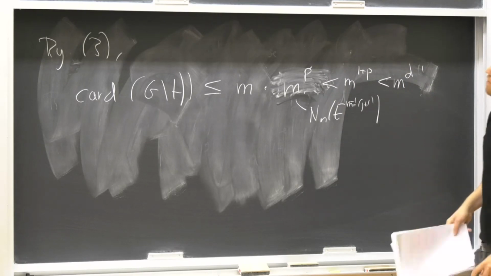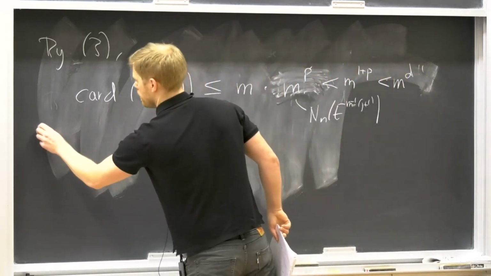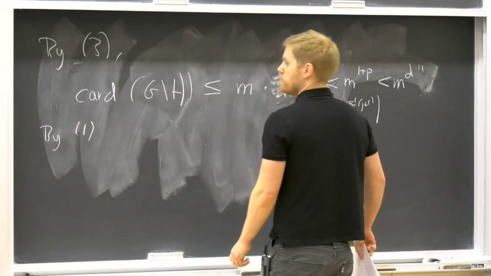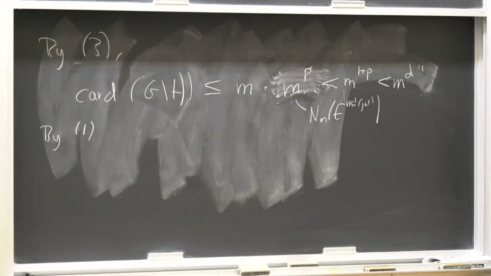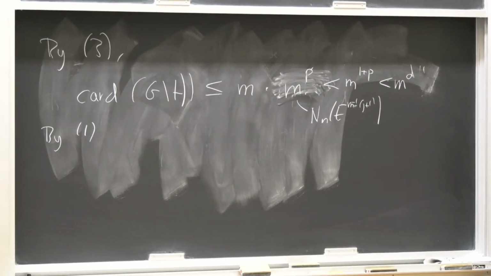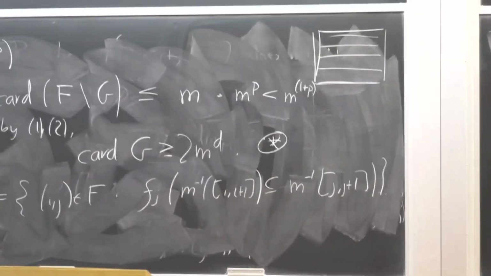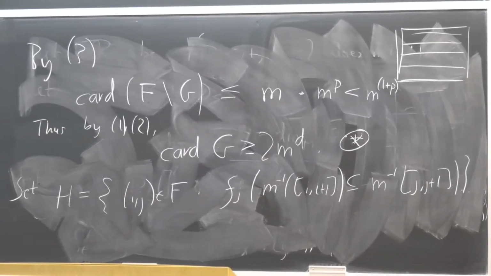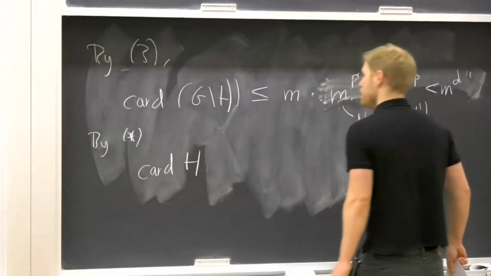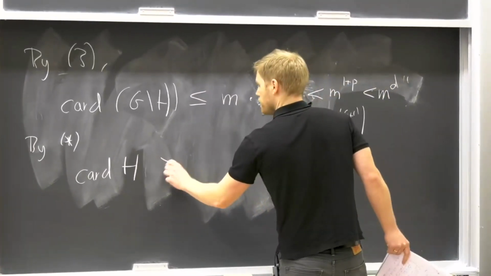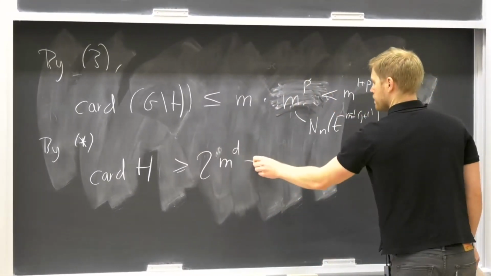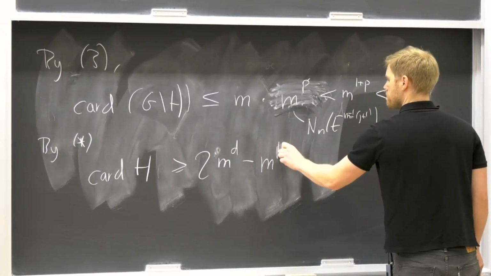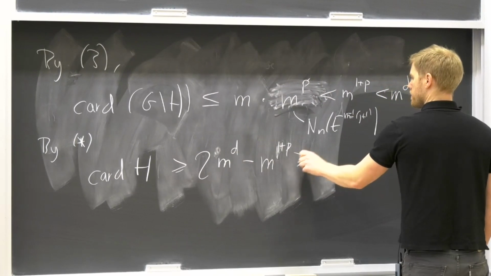So by star, the cardinality of H is larger or equal to the cardinality of G minus the cardinality of the complement. And so that's greater or equal to m to the d.